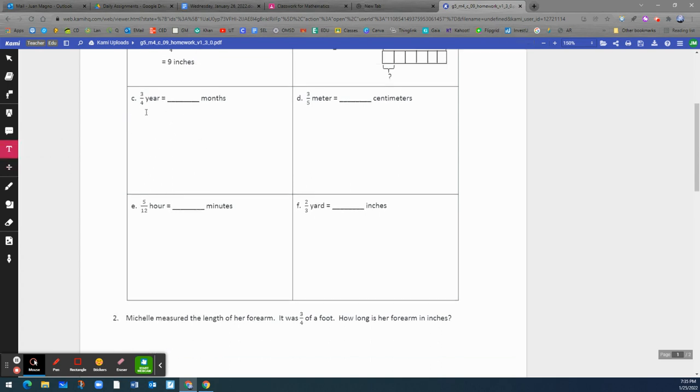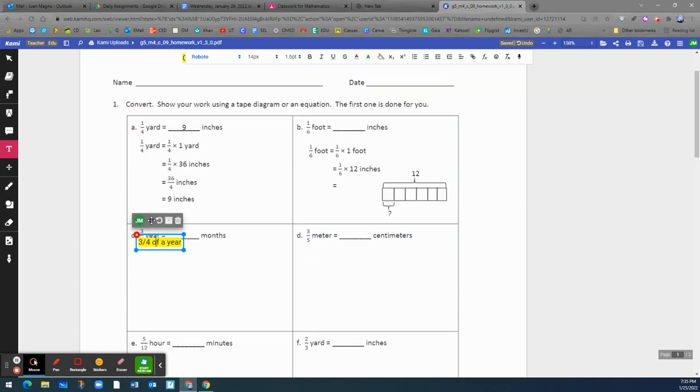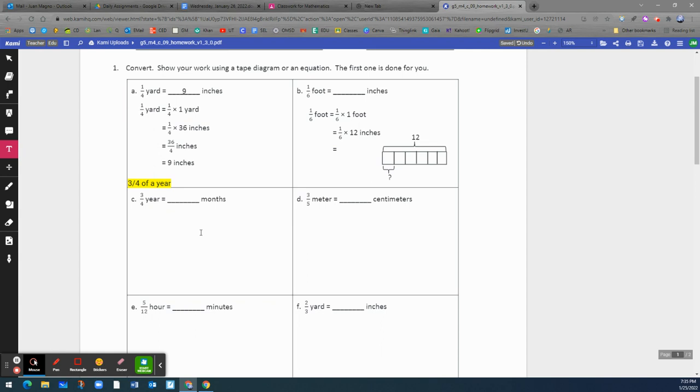Now, to understand these problems, remember that this 3/4 of a year means that you have to multiply. I'm just going to leave that for reference right there. So you understand that what this is saying is 3/4 of a year, so you have to multiply those two. You create a multiplication.